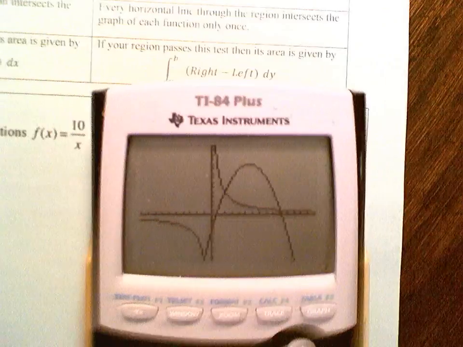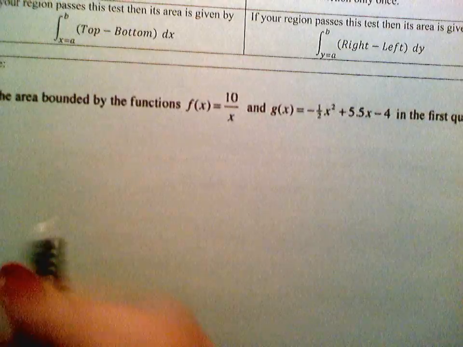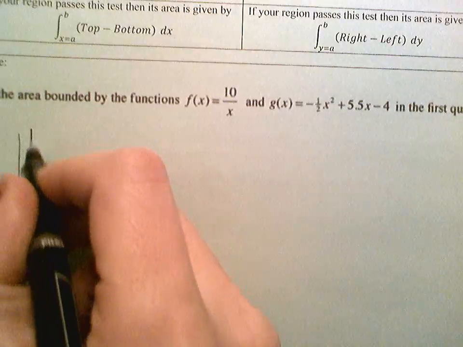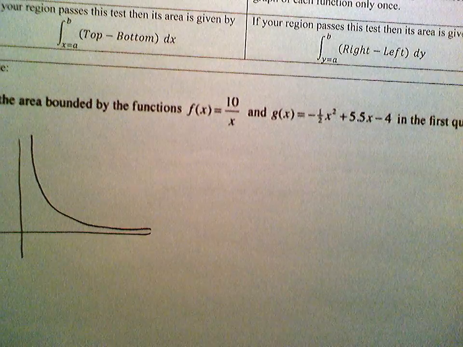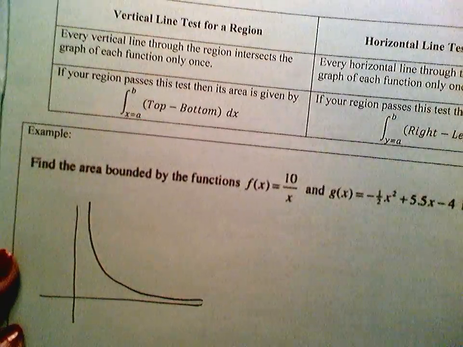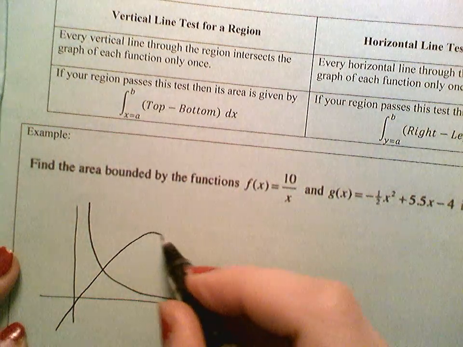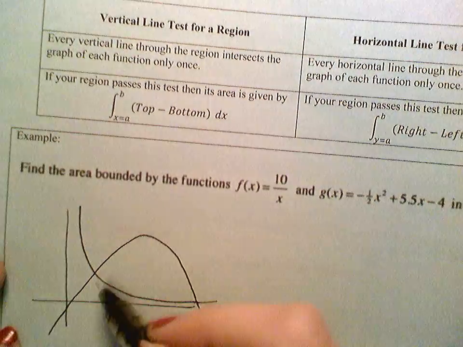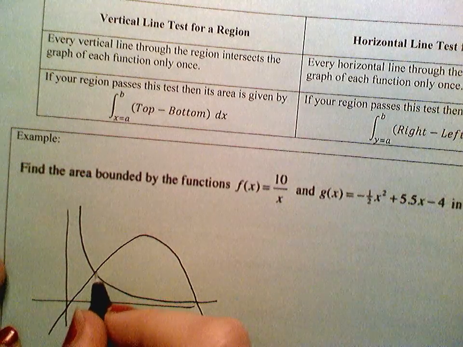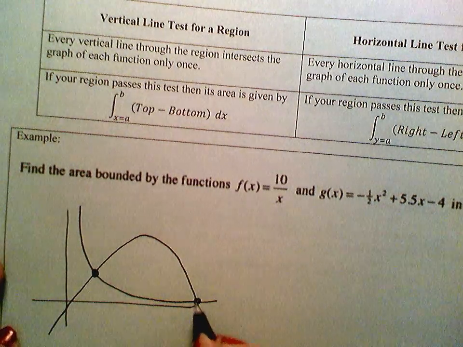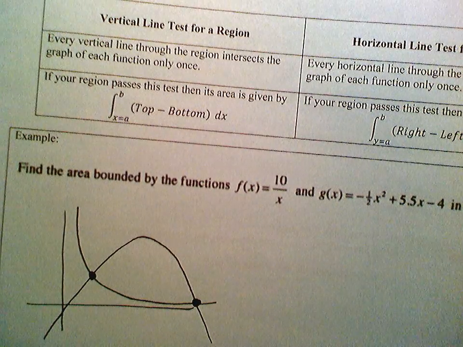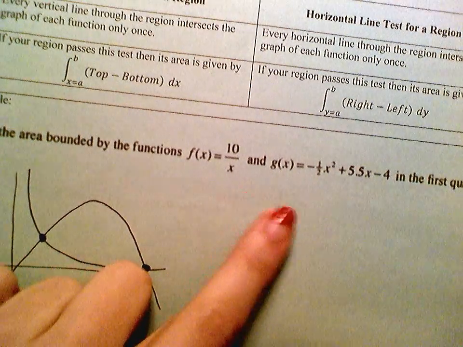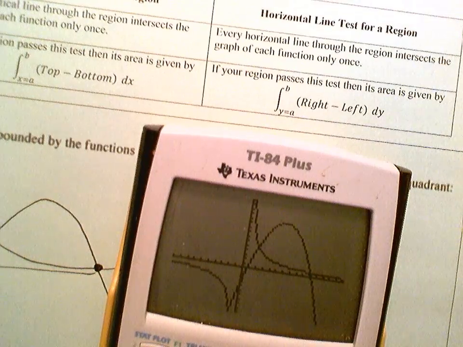Okay, so let's draw this on our paper. We only really care about the first quadrant, so that's what the 10 over x looks like. And then the parabola looked something like that. Okay, so whenever you're doing these problems, find the intersection points, and then you'll see why in just a moment. If you want to do it algebraically, you could set these equations equal to each other and then solve from there.